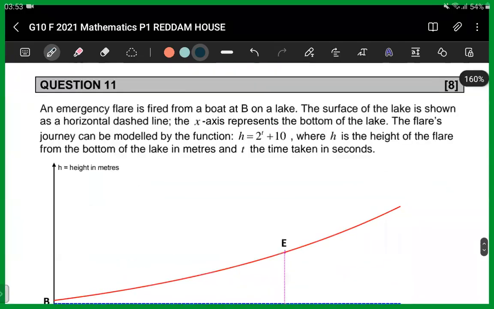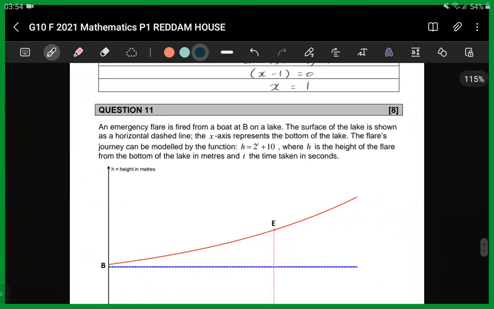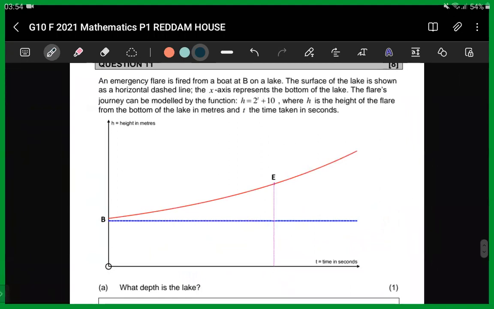Question number 11 says the following. An emergency flare is fired from a boat at B. Okay, so there's B here. An emergency flare is fired from a boat at B on a lake. And then it says the surface of the lake is shown as a horizontal dashed line. This is the lake, the surface. The flare comes from here, it goes up, going wherever.